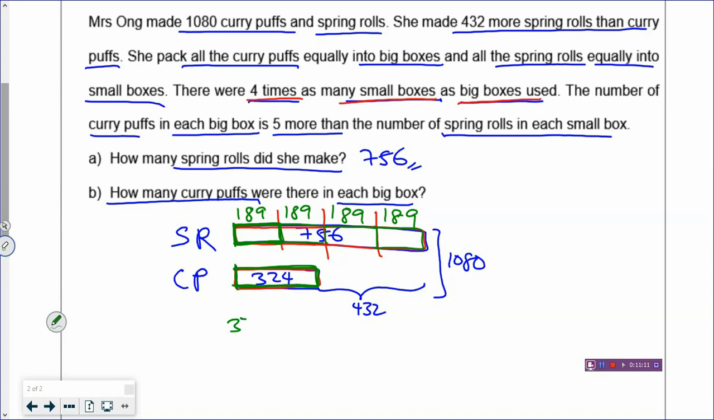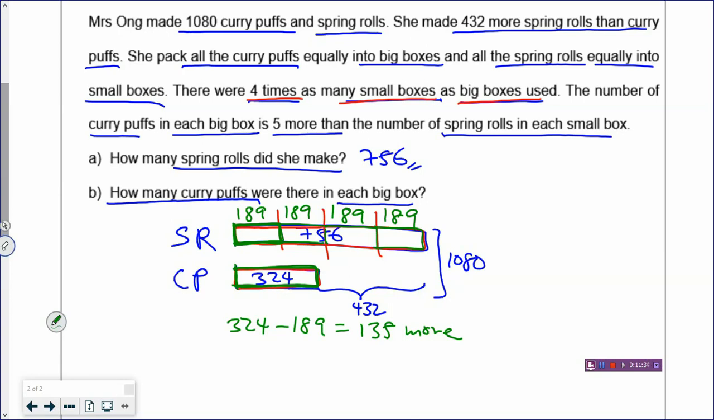So you take 324 and you minus 189. So you will get how many more curry puff than spring rolls in the same number of small and big boxes. 324 minus 189, you get 135 more. So you have 135 more curry puff than spring rolls in equal number of small and big boxes.